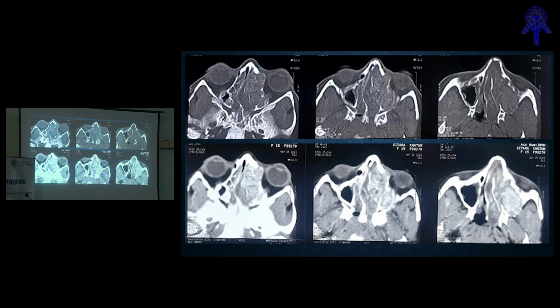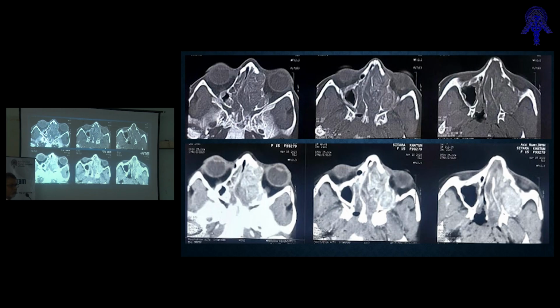Mucosal thickening on the. Okay, use this pointer and show me. Tell me, the lower row. The lower row is a soft tissue window. The peri-orbital areas are, I think, intact. There is no orbital involvement. What are you seeing? Negative points later.